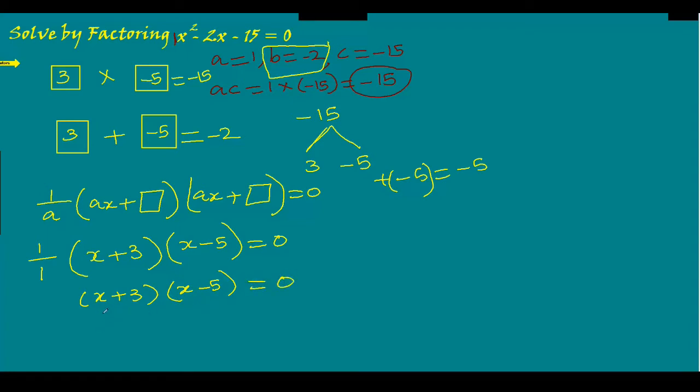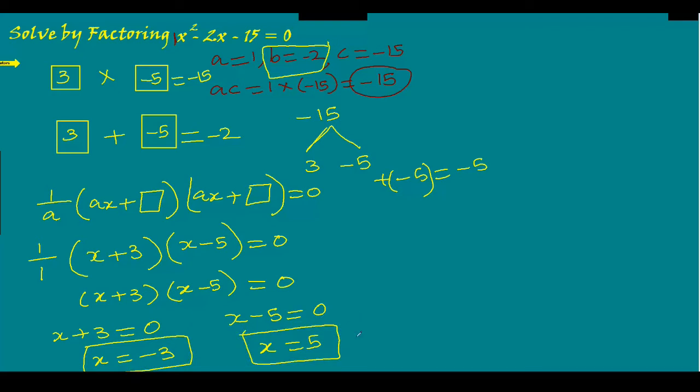Now, using the zero product property, each of them or one of them should be 0. We know that when x plus 3 equals 0, when you take 3 to the other side, it is minus 3. And the other equation, if you try to solve it, gives positive 5, because negative becomes positive. These are the two solutions or answers. This one is easy because of the coefficient 1.